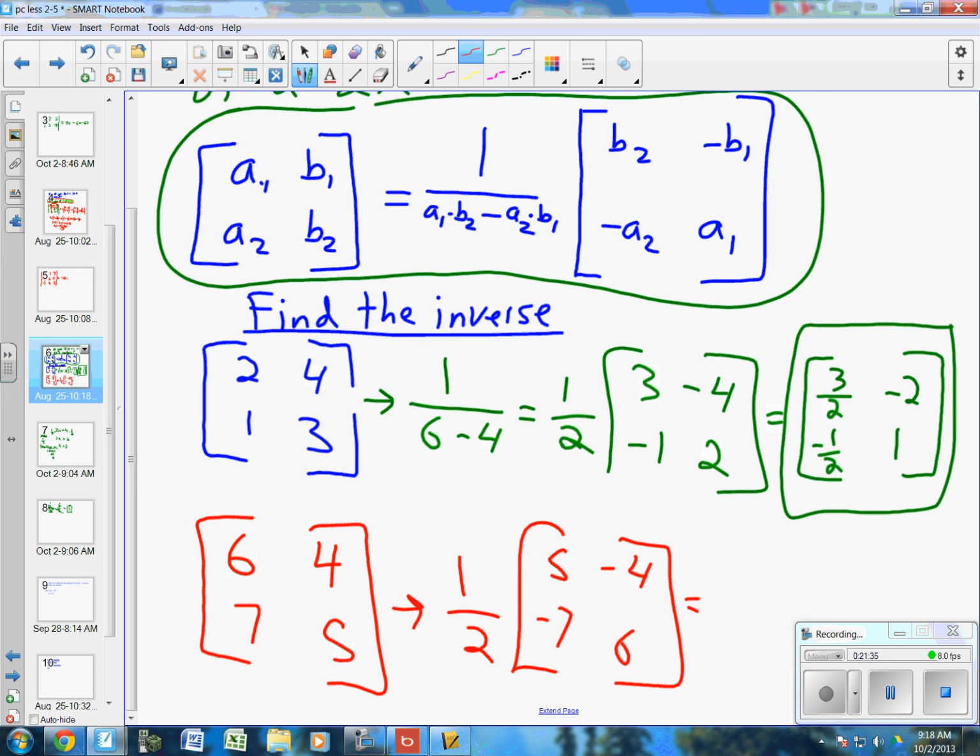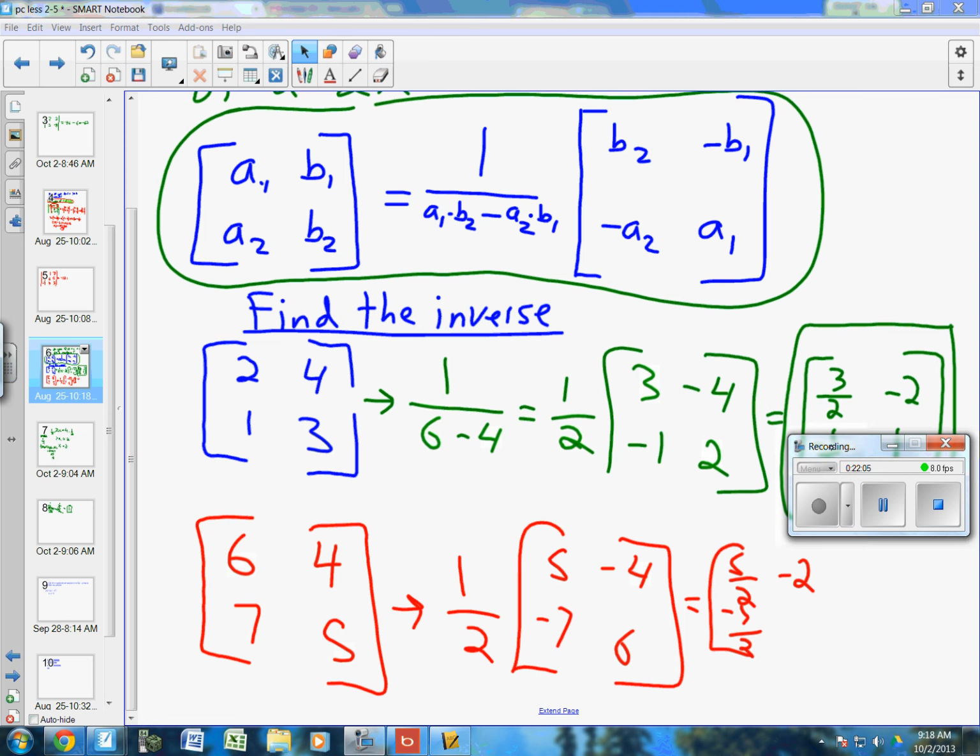1/2 of 5 is 5 halves. I know some of you guys put 2.5. I mean, in the long run, that's going to be okay, but I just think you guys need to understand fractions too. 1/2 of negative 4, 1/2 times negative 4 is negative 2. 1/2 of negative 7 is negative 7 halves. And 1/2 of 6 is 3. So that's my answer right there. Got it?